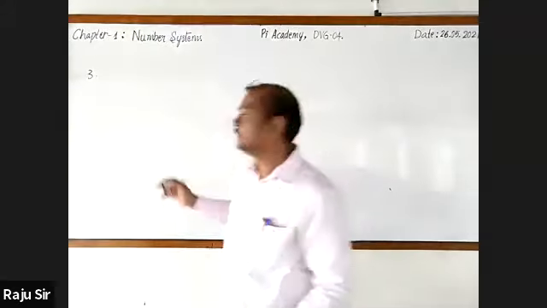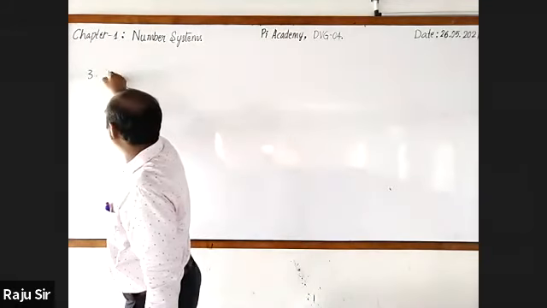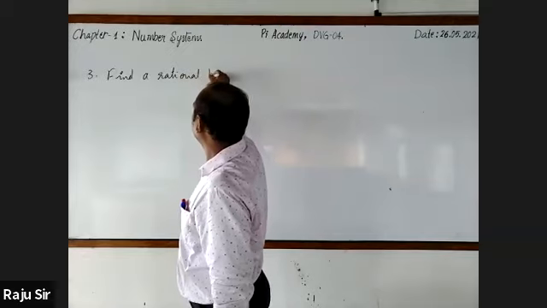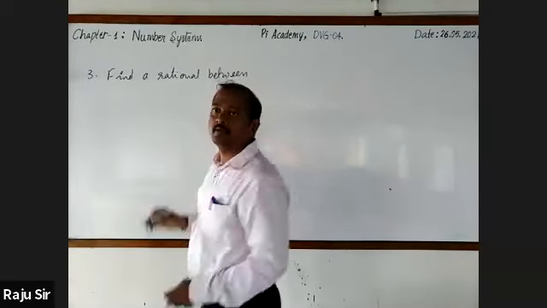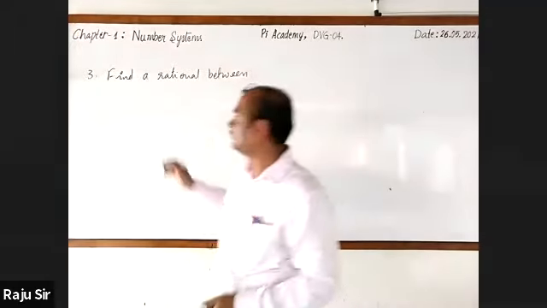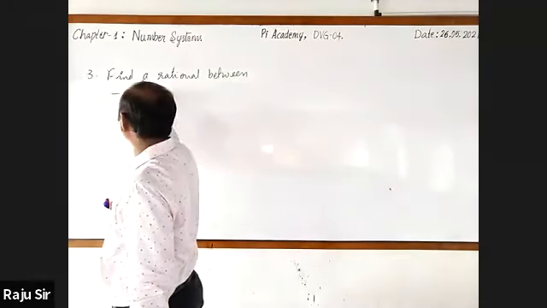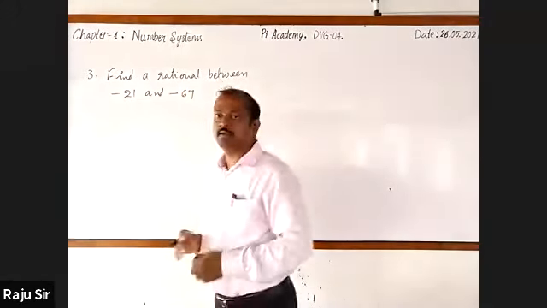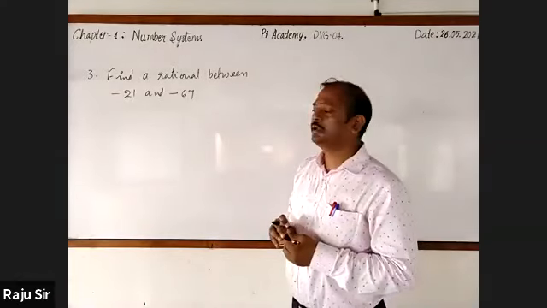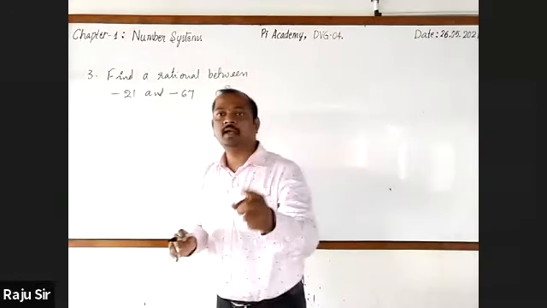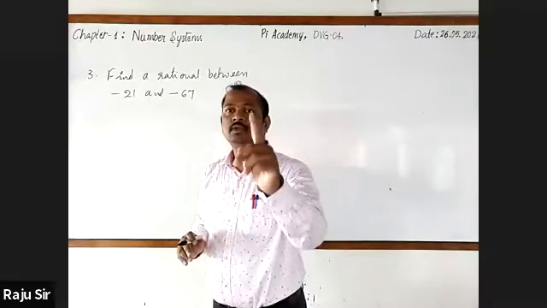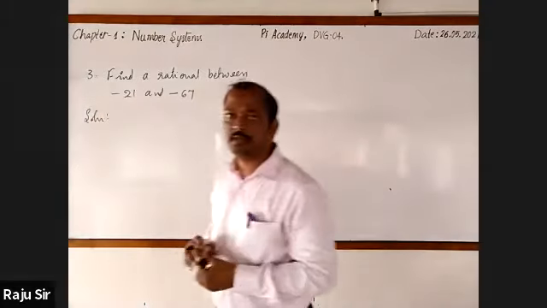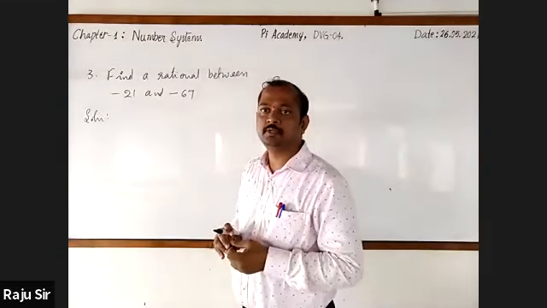It is: find a rational number between minus 21 and minus 67. Minus 21 and minus 67. I've been asking you to write just one rational number. Please go on writing with me. Hope that you have copied the question.